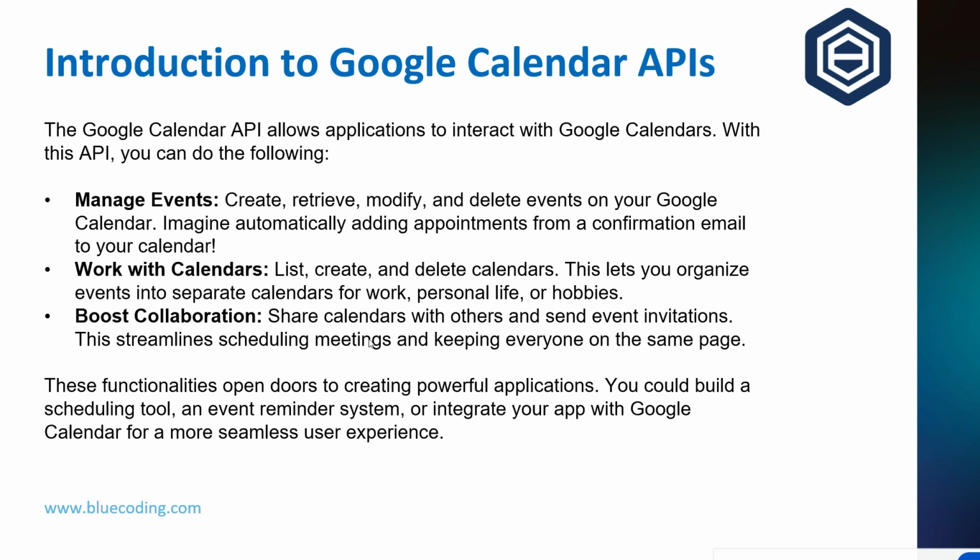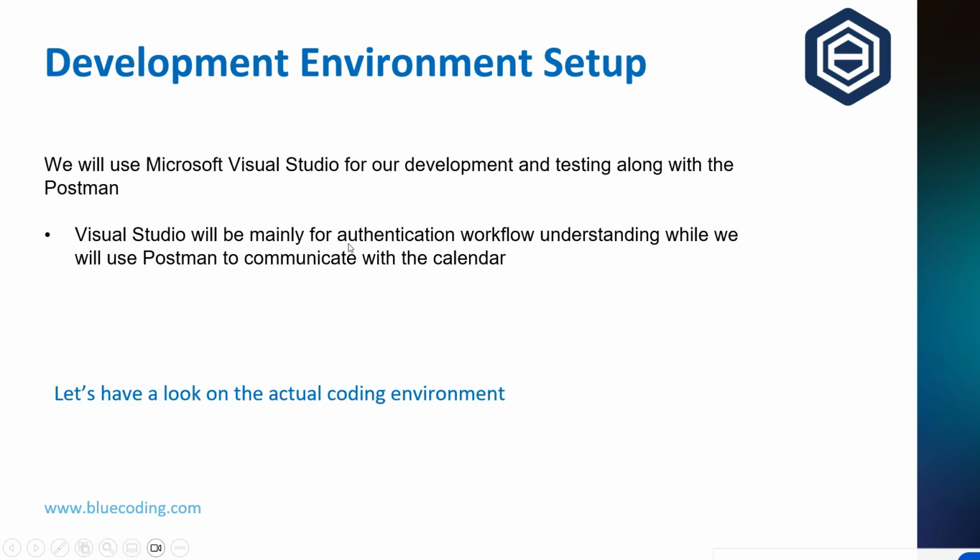Now, these are the functionalities every user knows. This is what the calendar can do. But here is what we can do as developers with the Google Calendar API: achieve all this functionality programmatically and automatically. These functionalities open doors to crafting powerful applications. You could build a scheduling tool, an event reminder system, or integrate your app with the Google Calendar for a more seamless user experience. So, to the next slide.